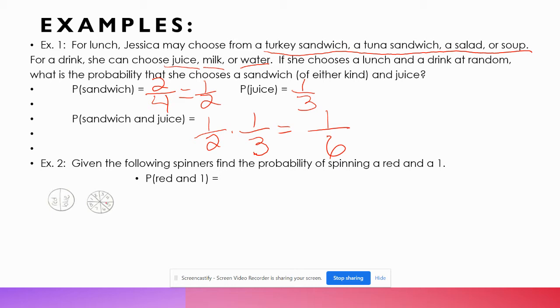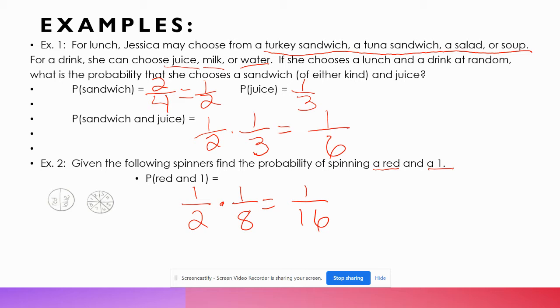So we have these 2 spinners, and we want the probability of spinning red and 1. Well, the probability of spinning red, there's 1 red out of 2 total colors on that first spinner. And then there's 1 out of 8 total numbers on the second spinner. Remember, we are multiplying. And so 1 times 1 is 1. 2 times 8 is 16. So that would be 1/16.